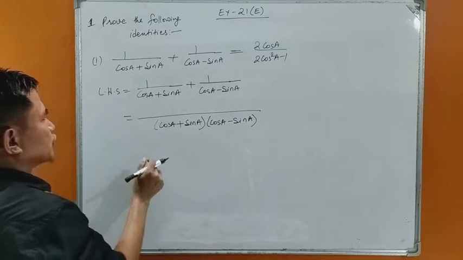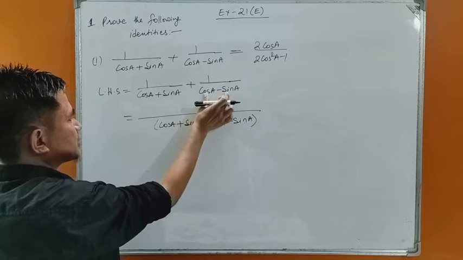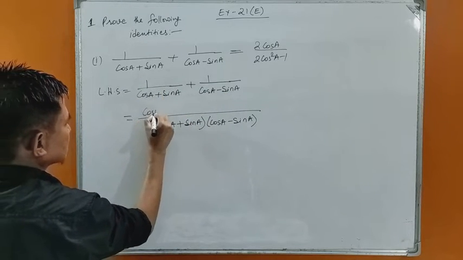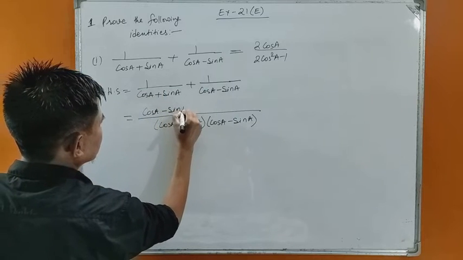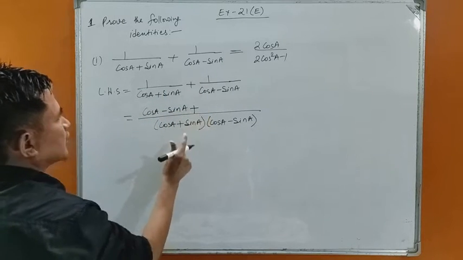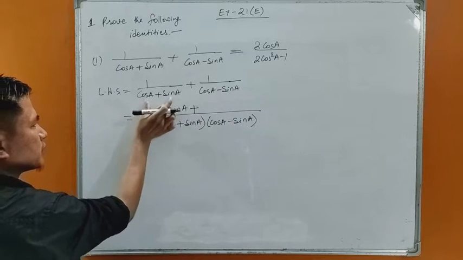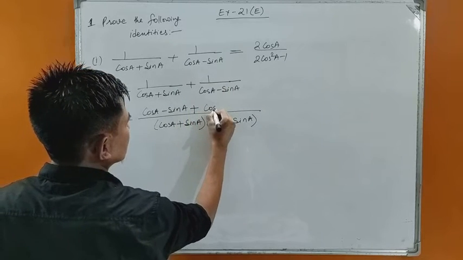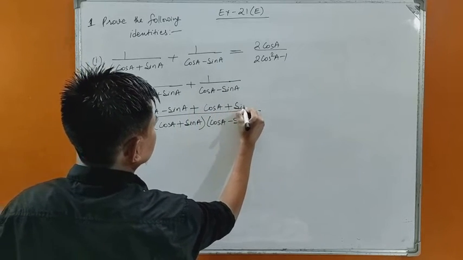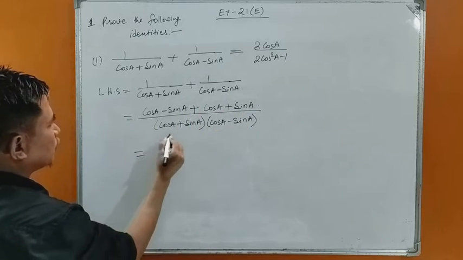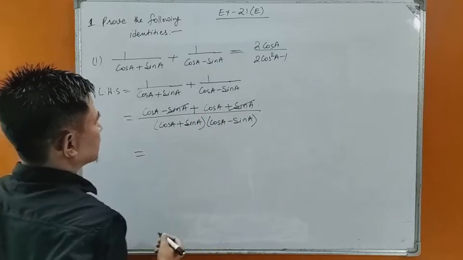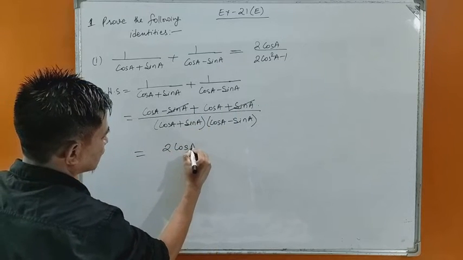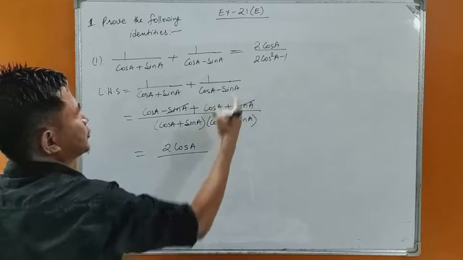Now cos A plus sin A into cos A minus sin A gives this whole thing. That means cos A minus sin A, 1s are cos A minus sin A, plus comes here. Now cos A minus sin A into cos A plus sin A gives us this whole thing. So cos A plus sin A into 1 is cos A plus sin A, isn't it? Now we have minus sin A plus sin A, which can be cancelled. So cos A plus cos A, 2 cos A. This is what we have in the numerator.